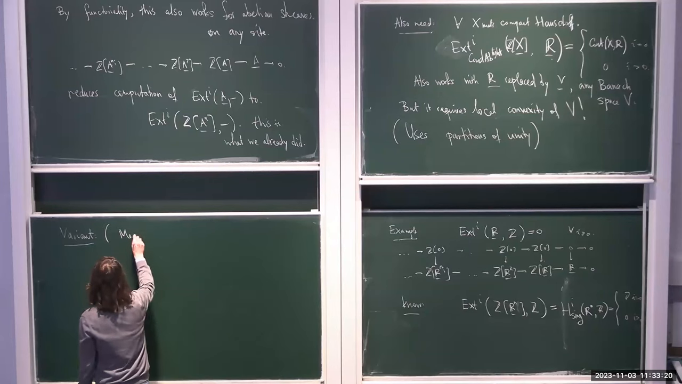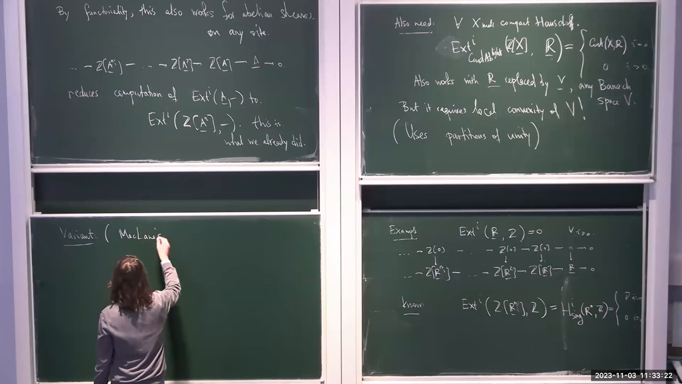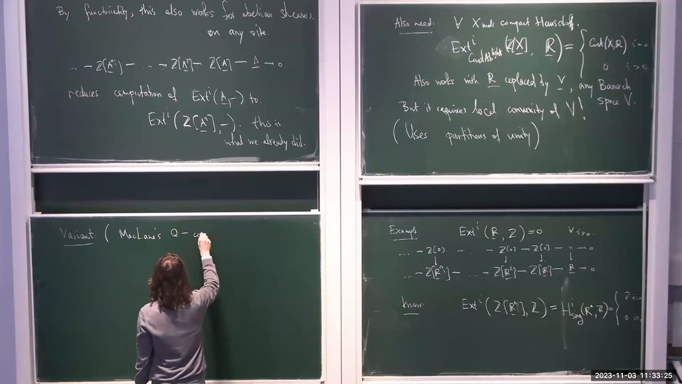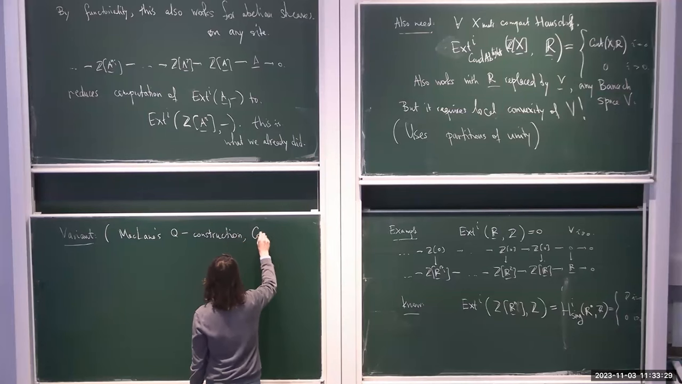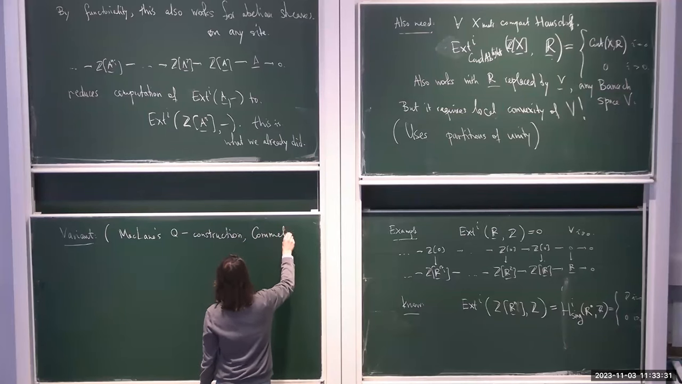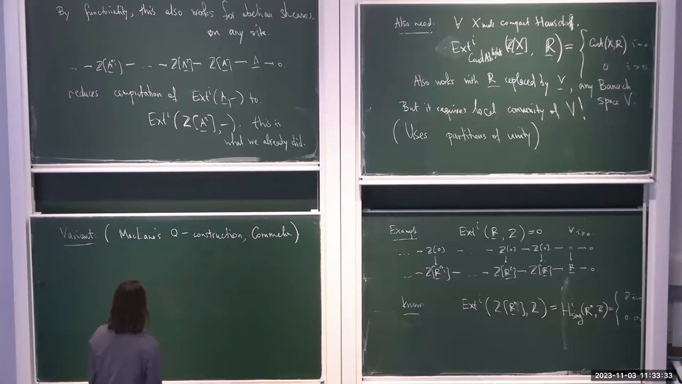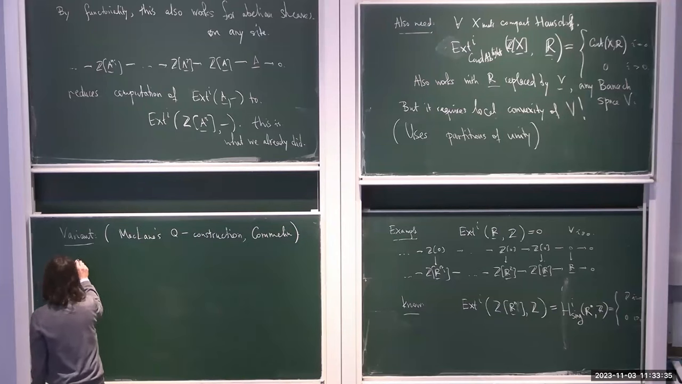This is something known as MacLane's Q or Q prime construction, which was rediscovered by Johan Commelin in the process of this formalization effort. So this is an explicit complex.